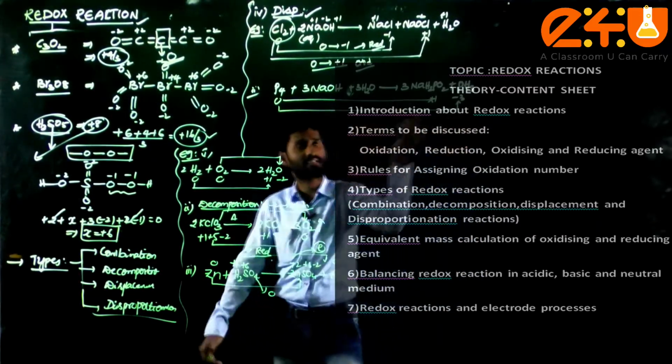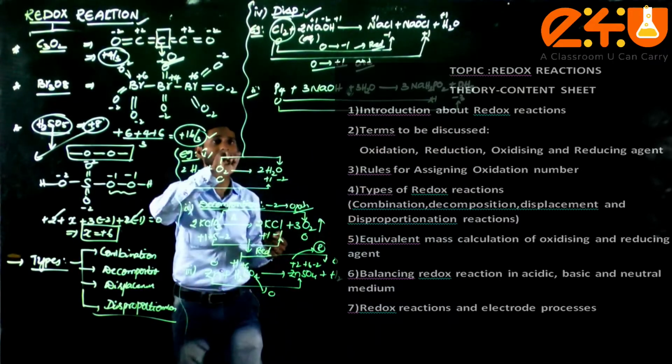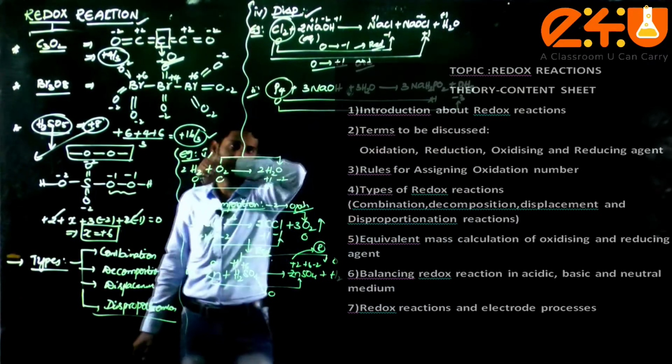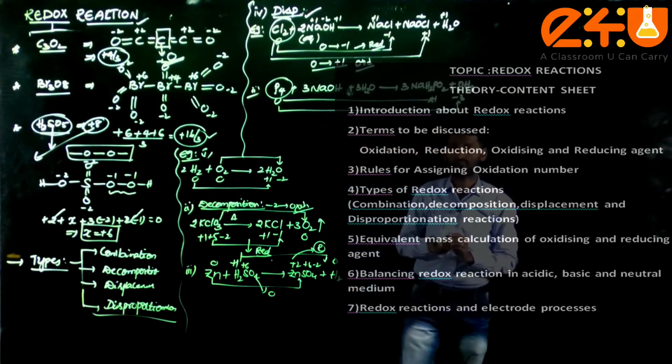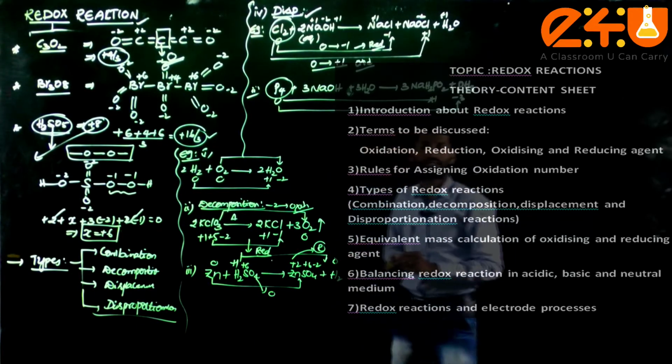Here 0 to minus 2, a decrease in oxidation number. The same element exhibiting both oxidation and reduction is called a disproportionation reaction. Very important type of reaction.